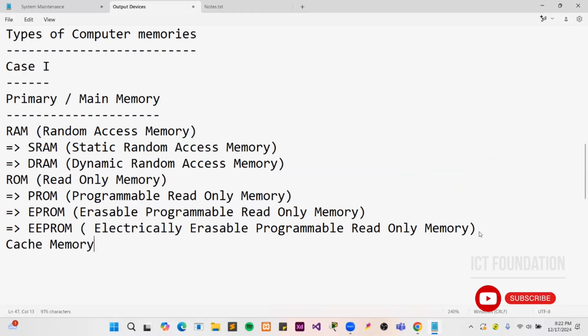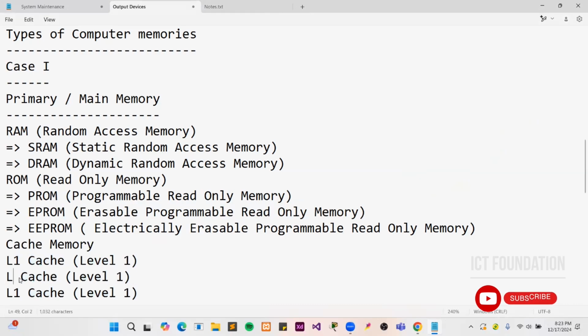Cache memory. When we come under the cache memory, the L1 cache is there. L1 means level 1. Like that, we have three levels: level 1 cache, level 2 cache, as well as level 3 cache. The level 1 cache is a very small amount of memory, and this L1 cache memory will be located within the CPU.